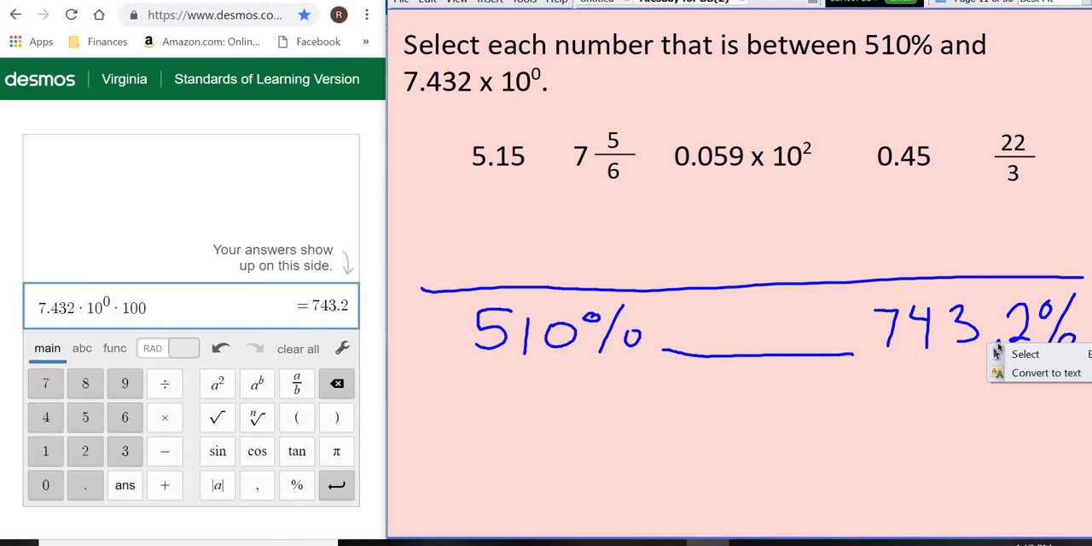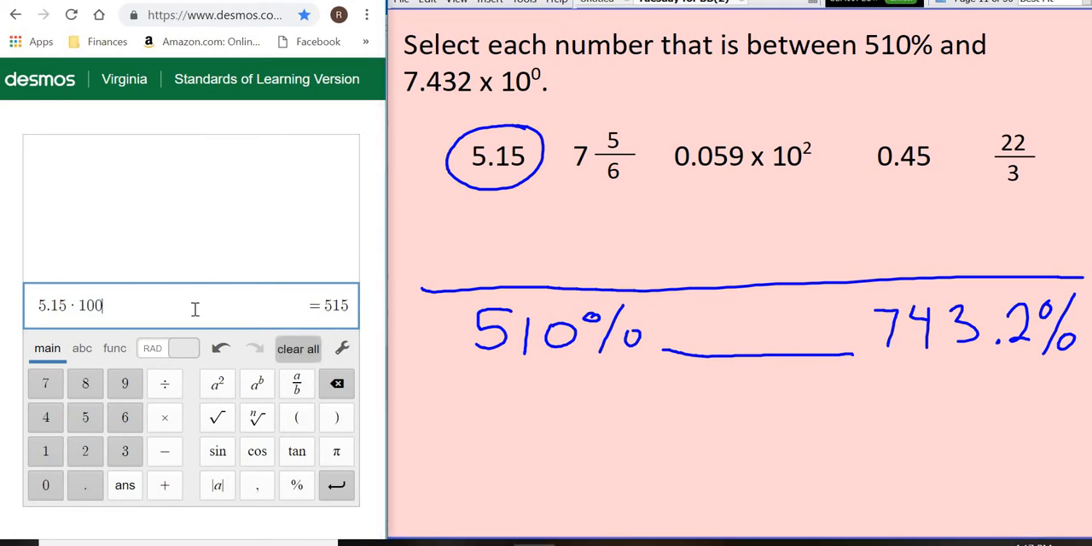All right, so now we have to change all of those numbers into percents to see whether or not they fit in between 510% and 743.2%. So we're going to do one at a time. 5.15, make it a percent by multiplying by 100. That's 515%. Definitely that is between those two numbers.